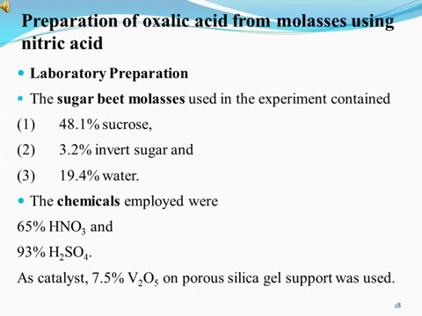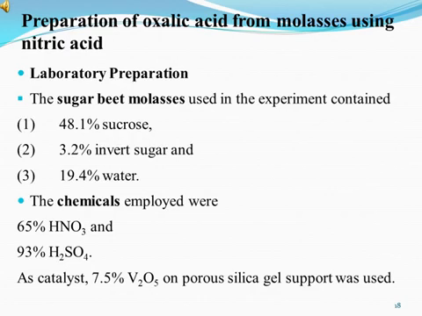Preparation of oxalic acid from molasses using nitric acid. First of all, laboratory preparation. The sugar beet molasses used in the experiment contains 48.1% sucrose, 3.2% invert sugar and 19.4% water.